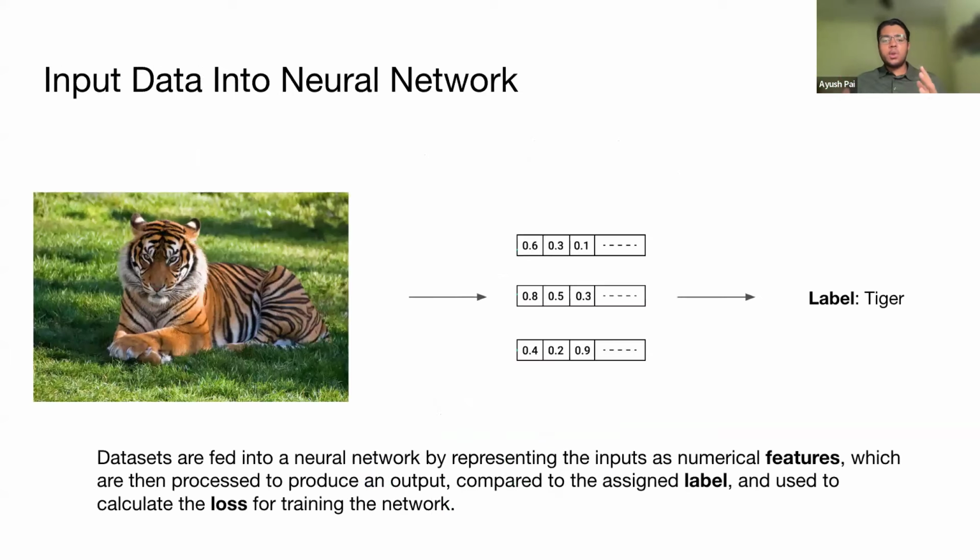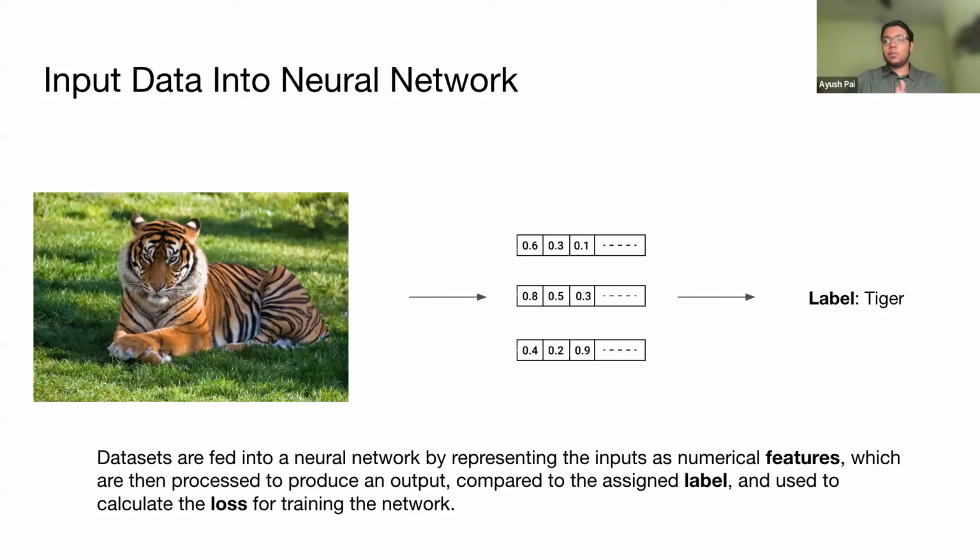To train a neural network, data sets are fed into the network by representing the inputs as numerical features. For example, consider this image of a tiger, right? This image is converted into a grid of pixel values, or whatever numerical features you want to represent it by, and then it's fed into the input layer of a neural network. These numerical features pass through the network's layers, where each layer applies a series of transformations using weights and biases, and the output of the final layer is compared to the assigned label.